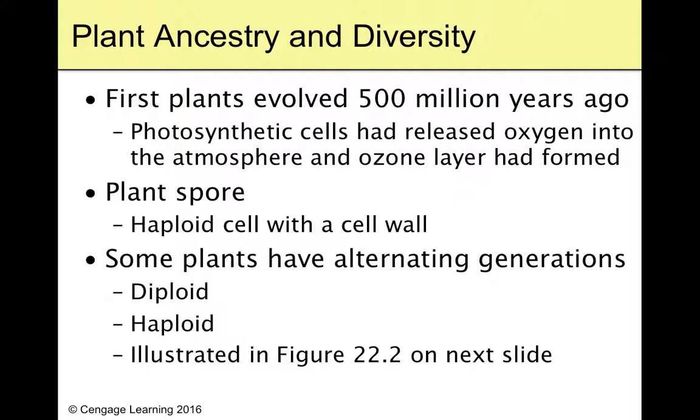So let's talk that evolution stuff. I've been looking forward to that. So our first plants probably evolved somewhere around 500 million years ago. And they were able to do that because we had enough photosynthetic cells releasing oxygen into the atmosphere. And as oxygen in the atmosphere reacted with the sunlight coming in, it turned into ozone. And as that ozone layer formed around the entire planet, it protected life on land from the harmful UV radiation. You're not going to be able to live on land with that much UV radiation in the beginning because it's really damaging to your DNA.